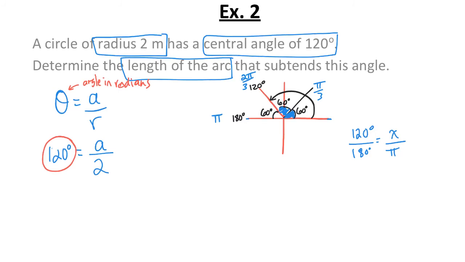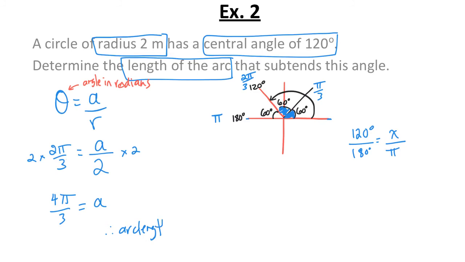So now we're ready to use that measure of that angle in our equation, because it has to be in radians to be able to do that. So this is 2 pi by 3 radians is equal to A over 2. We multiply both sides by 2, and we get 4 pi by 3 is equal to the arc length. Now the arc length is in centimeters, so our final answer needs to state that.